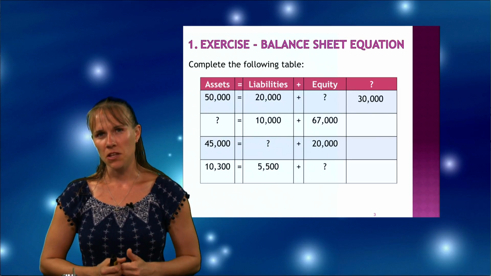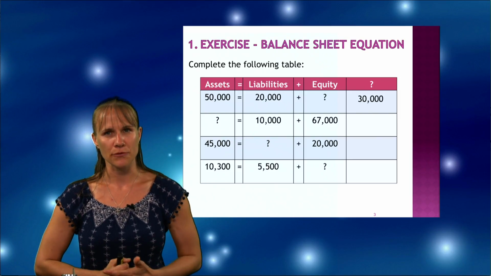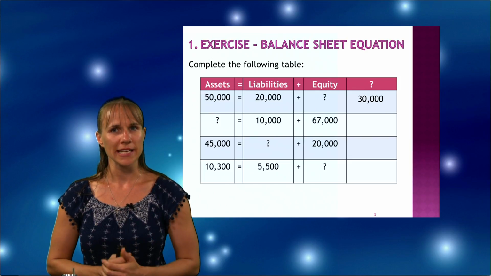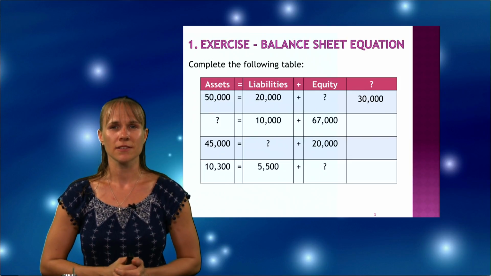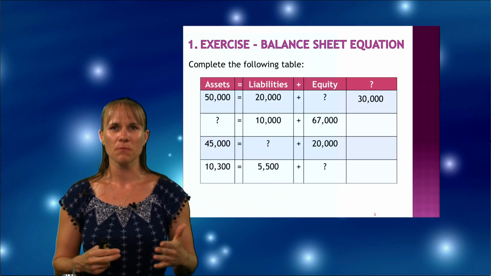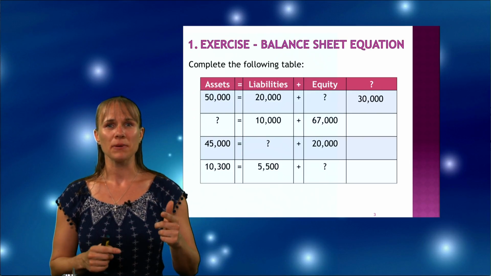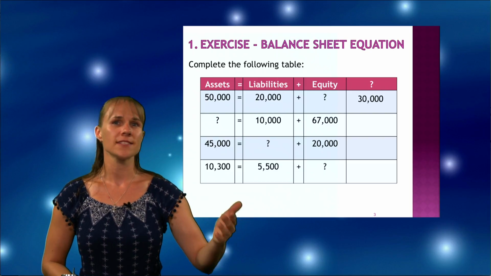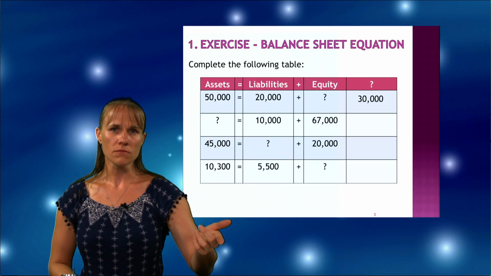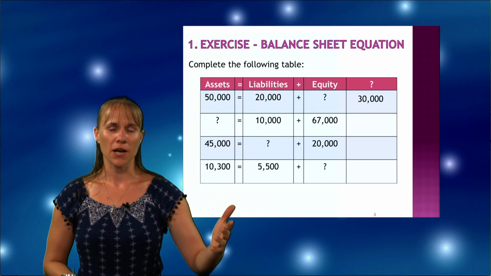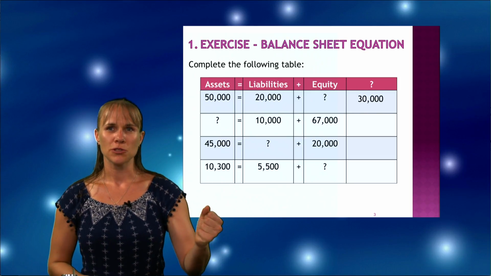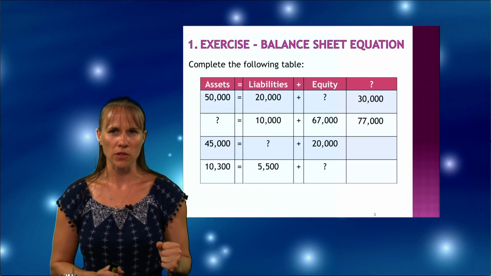Moving on to our second line now, assets is our missing figure. We've got liabilities of $10,000 and we have equity of $67,000. So this one's a little bit more straightforward. Assets equals liabilities plus equity. So $10,000 plus $67,000. I'm sure you've all got your calculators out, crunching the numbers. Hopefully you're beating me. We should have $77,000.